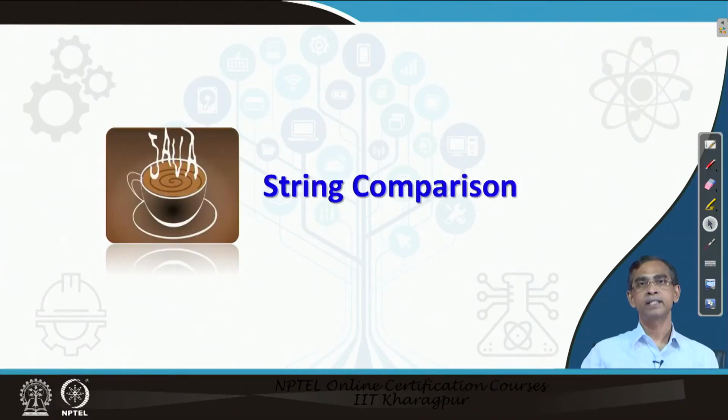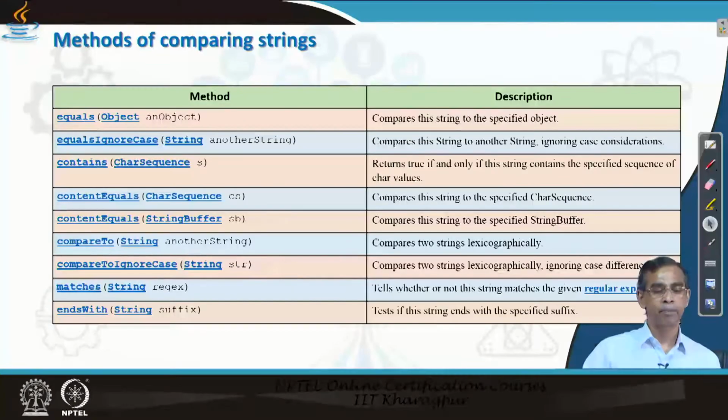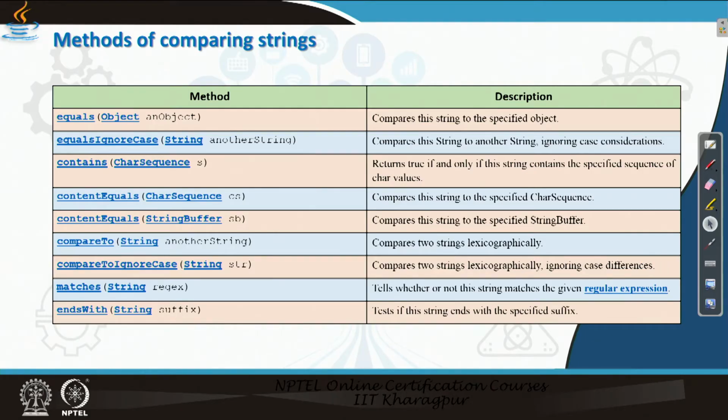So, let us first see string comparison. It is very important. This is because we have to check whether two strings are exactly the same or not. This kind of comparison is essential in many application developments. So, that is why many methods are defined there. In order to compare two strings, here I have listed a few important methods which you can consider to compare the strings.